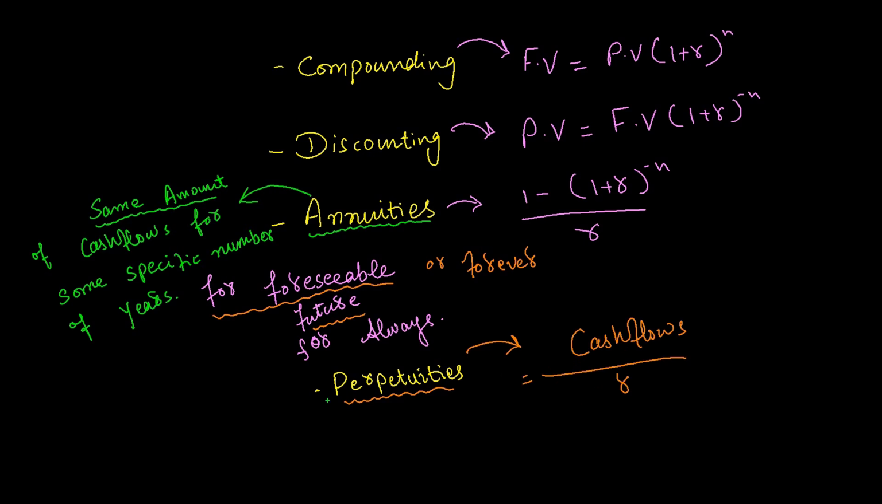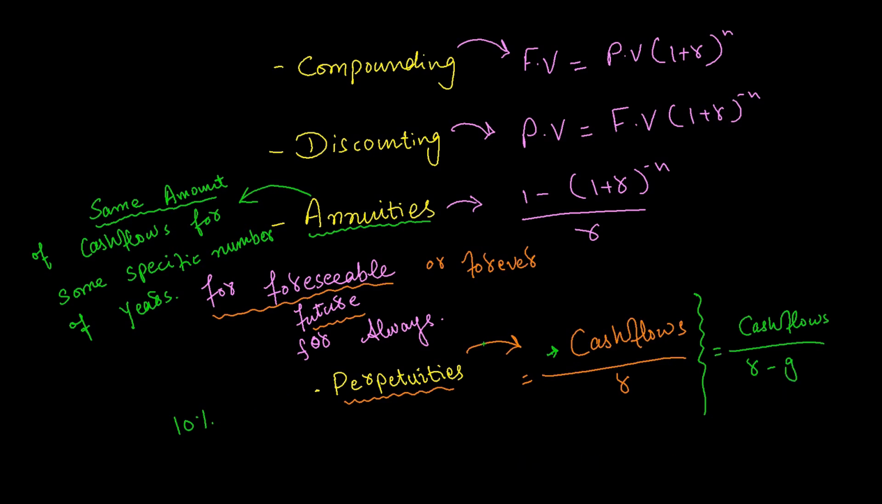But let's say we assume that there will be an increment of 10% each year in these cash flows. Then in that case we can calculate the present value of perpetuities using this formula: cash flows divided by R minus G.